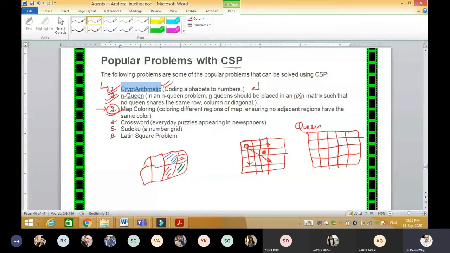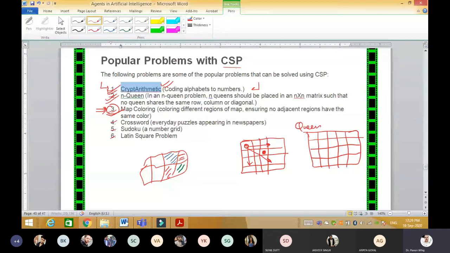This is again a constraint satisfaction problem. And I'll give the solution to that to you. Minimum three. How many minimum colors are required to color the map in such a way that no adjacent regions have the same color? So I give this also as a home task to you.